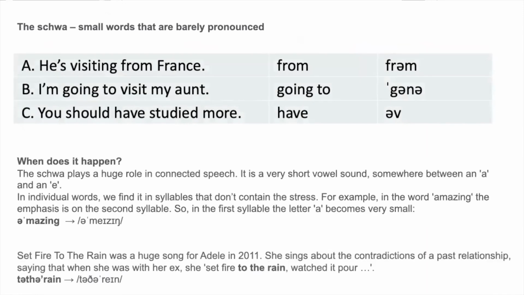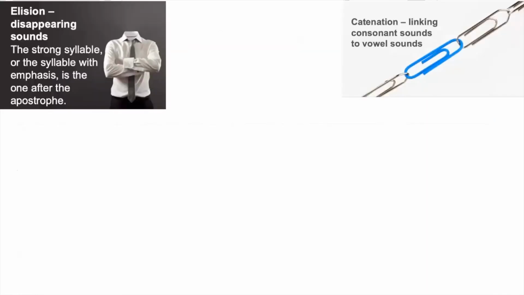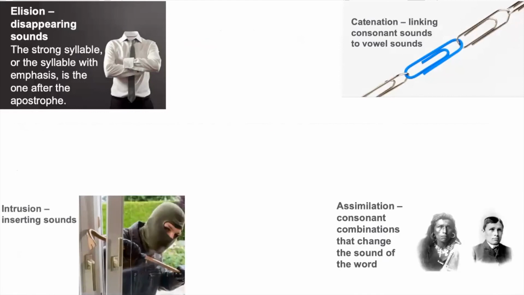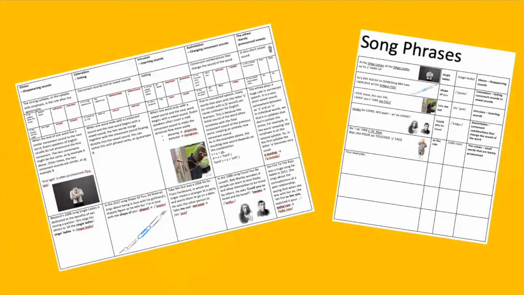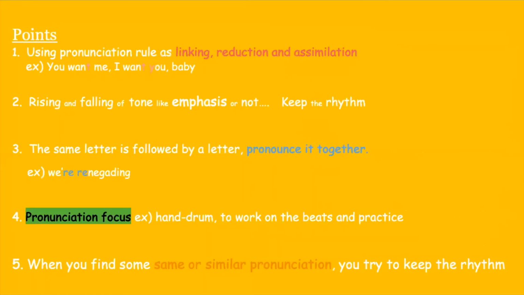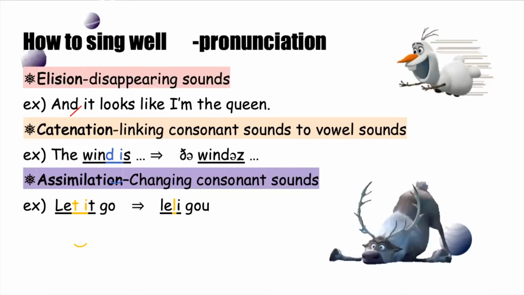To the rain. Okay, so you can see the reduction sound there, and it happens everywhere. So using these 5 aspects, it's really good to understand connected speech. And I've got worksheets, but I think it's really important to focus on students analyzing songs they like. They'll learn from it much quicker that way.